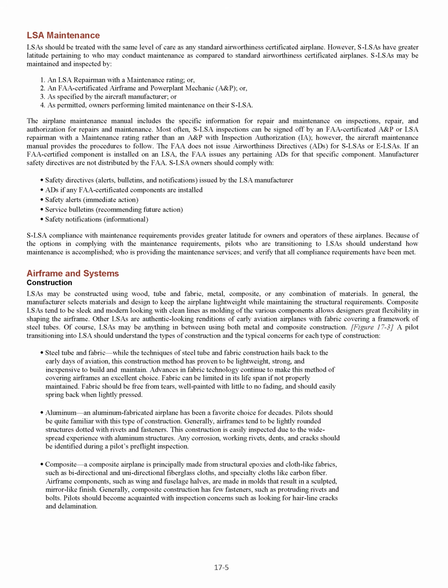Airframe and Systems. Construction. LSAs may be constructed using wood, tube and fabric, metal, composite, or any combination of materials. In general, the manufacturer selects materials and design to keep the airplane lightweight while maintaining the structural requirements. Composite LSAs tend to be sleek and modern-looking with clean lines, as molding of the various components allows designers great flexibility in shaping the airframe.